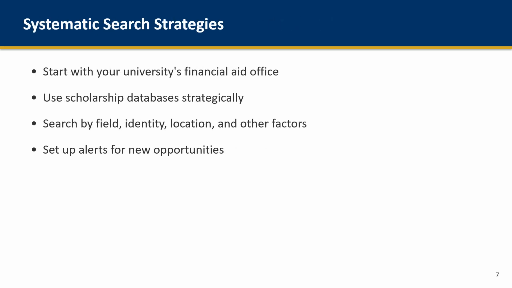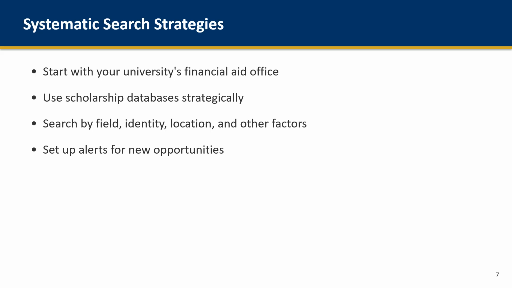Effective scholarship searching requires systematic approaches, not random browsing. Start with your university's financial aid office. They know about institutional scholarships and often maintain lists of external opportunities. Make an appointment to discuss graduate funding specifically. Staff can direct you to relevant resources.